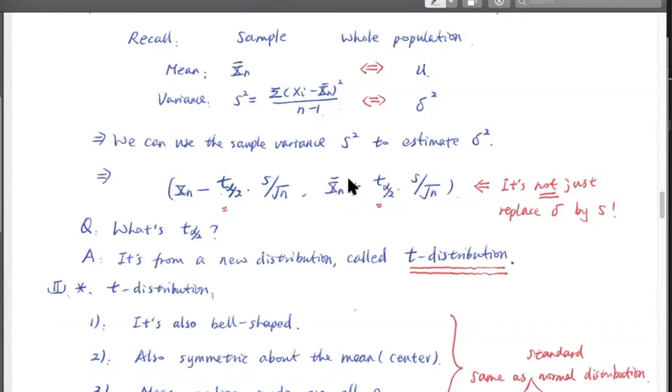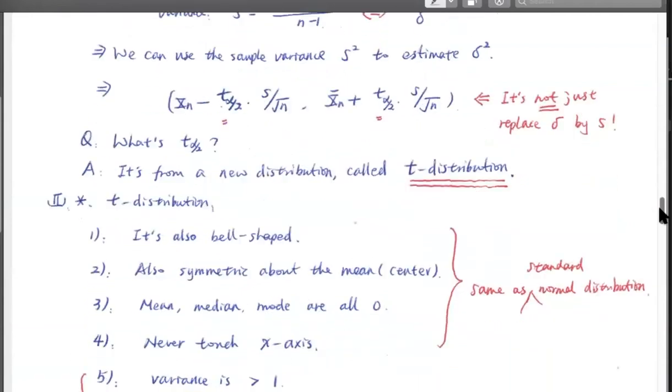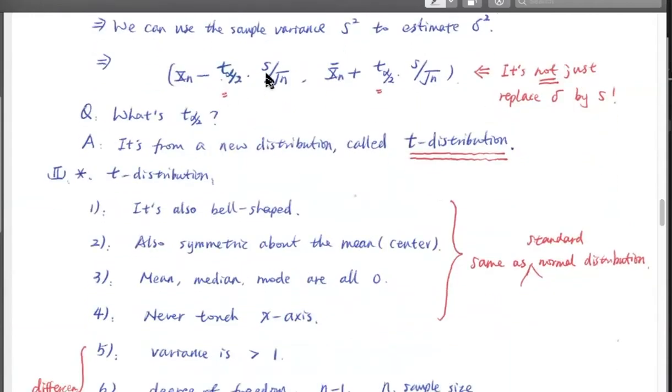So this is X bar here. This is also X bar. I keep forgetting this bar here, right? So the first question, what's the T alpha divided by 2, everybody? T alpha divided by 2 turns out to be a distribution to describe what's happening for this S, right? For this S. So what does the T distribution look like, everybody?